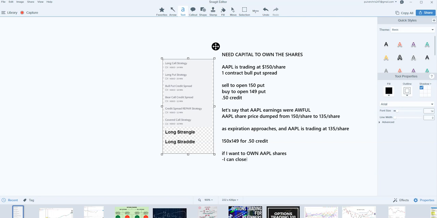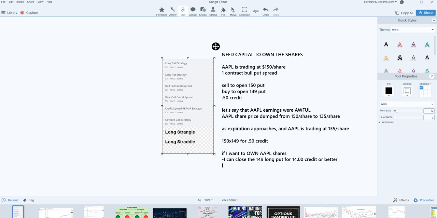I can close the 149 long put, and we'll say that we can close this for roughly $14 credit or better. Because if you do the math on that, my put strike is 149, the actual share price is 135. That move, that intrinsic value of that option contract, is $14. Okay? So let's say that I can close it out for $14.